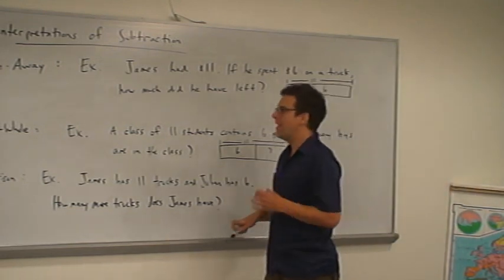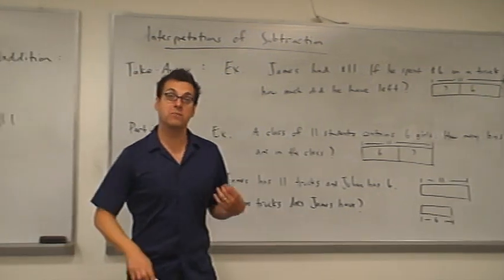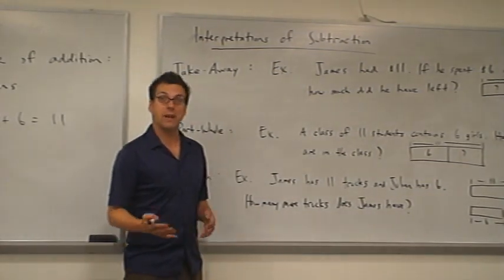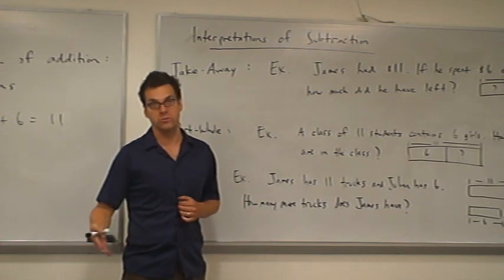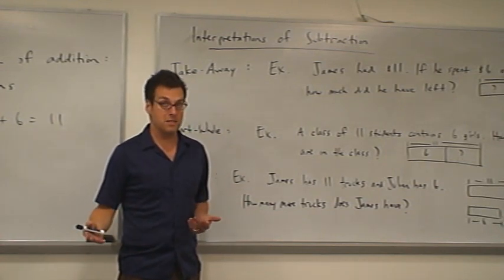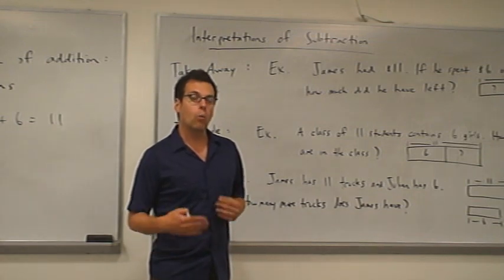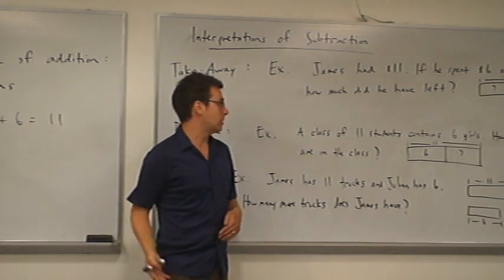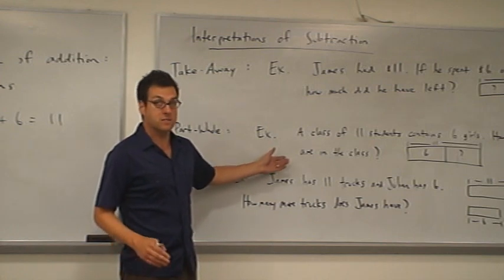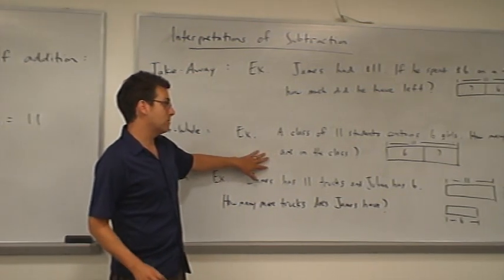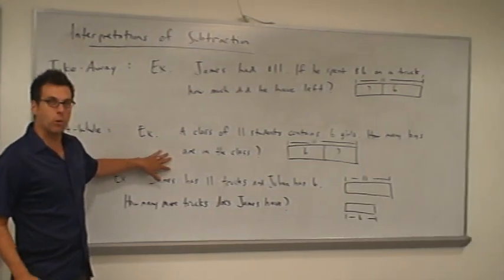But again, takeaway is not the only way that subtraction comes up in the real world. There are other fundamental situations that are different than takeaway that still reduce to subtraction. And kids need to see that, because if kids think that subtraction is just takeaway, what's going to happen when they encounter a problem like the following? That is not a takeaway interpretation. The problem reads, a class of 11 students contains 6 girls. How many boys are in the class?